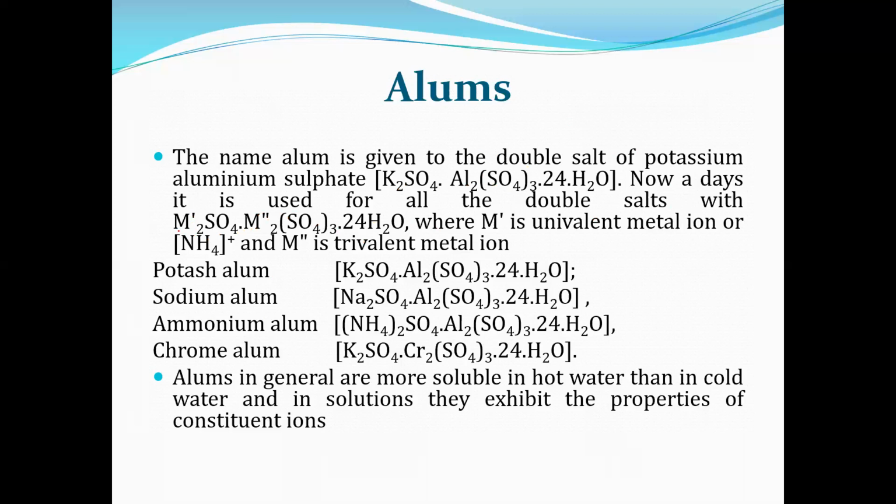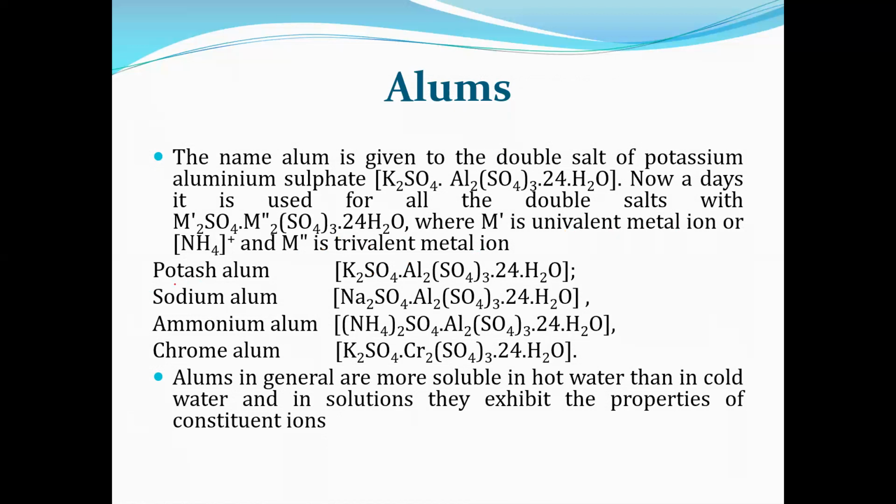Here M' means a univalent metal. Valency means how many electrons are present in the outermost orbit. Univalent means the outermost orbit contains one electron, so we call it a univalent metal ion. And M'' is trivalent. Trivalent means the outermost valence shell contains 3 electrons.